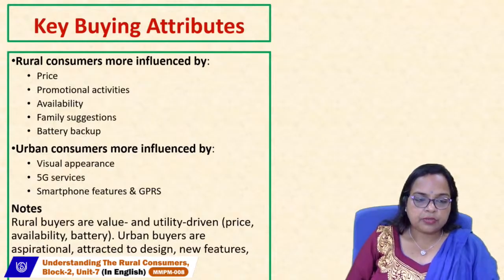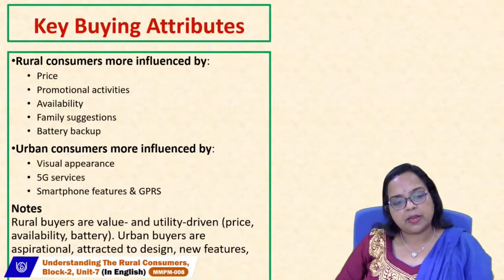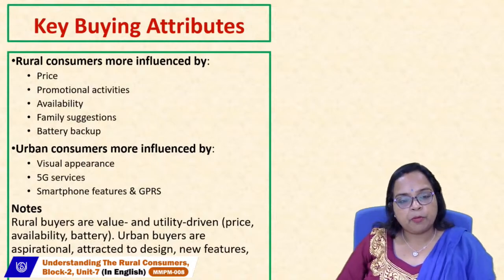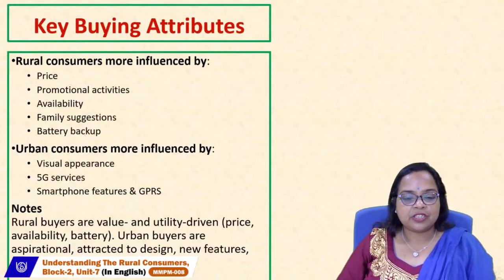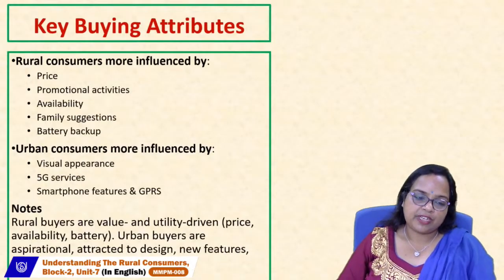And the last one is battery backup. For a mobile handset, they are always alert about the battery backup. What is the battery backup of the mobile handset they are aiming to purchase? But for a mobile handset, urban consumers are influenced by visual appearance, how good the mobile handset looks, and whether it has 5G services or not, and what are the features and characteristics, storage, data availability of the mobile phone. Urban consumers are more influenced by these factors.